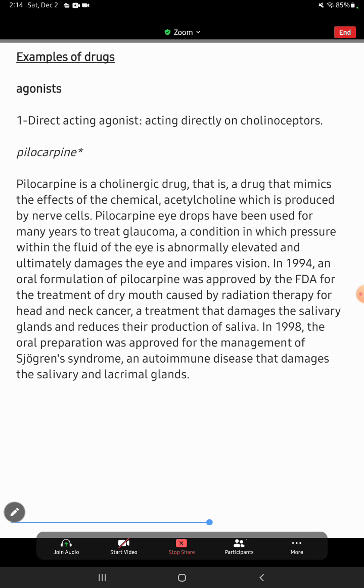In 1994, an oral formulation of pilocarpine was approved by the FDA for the treatment of dry mouth caused by radiation therapy for head and neck cancer, a treatment that damages the salivary glands and reduces the production of saliva. In 1998, the oral preparation was approved for the management of Sjogren's syndrome, an autoimmune disease that damages the salivary and lacrimal glands.